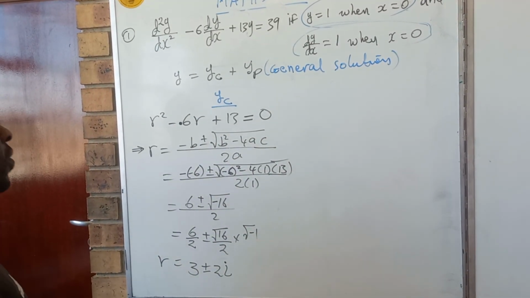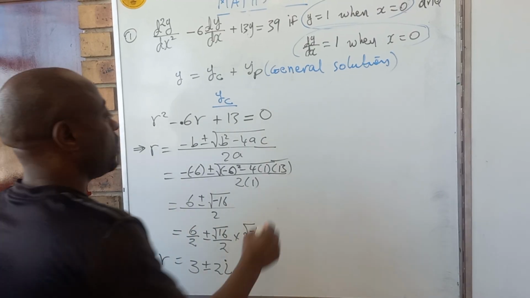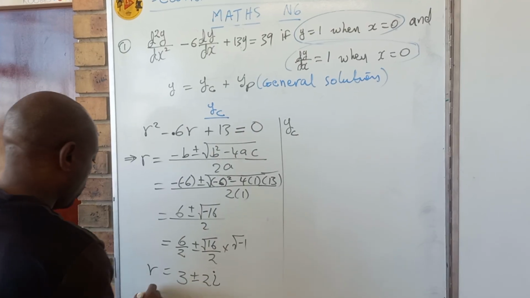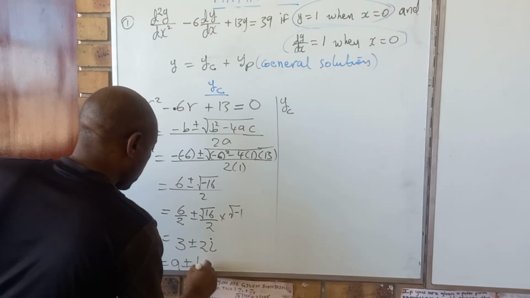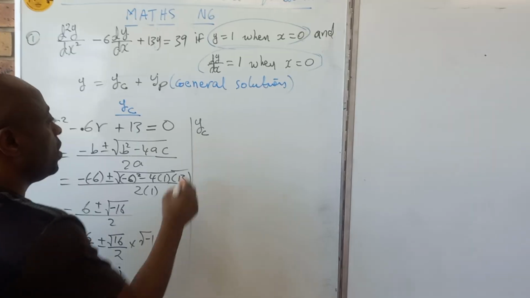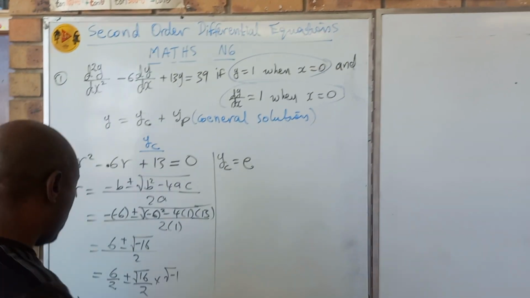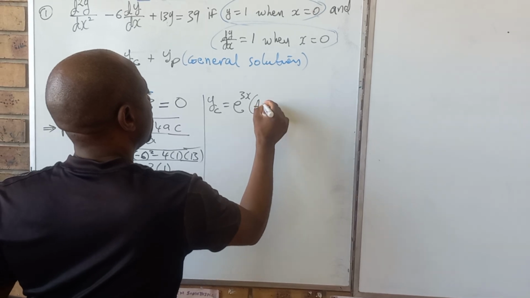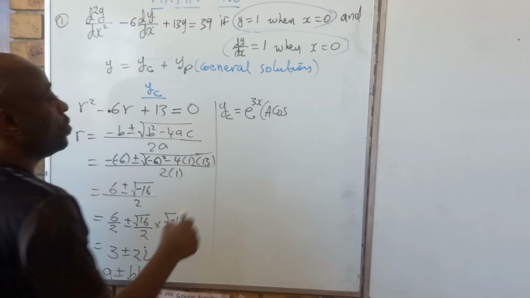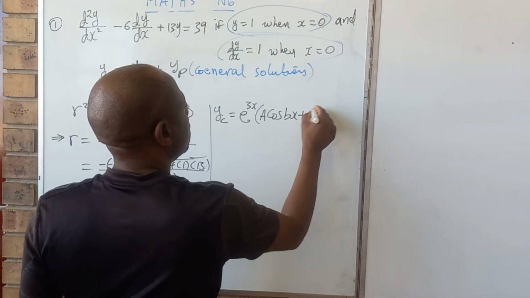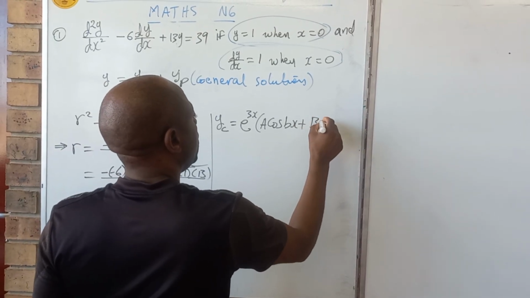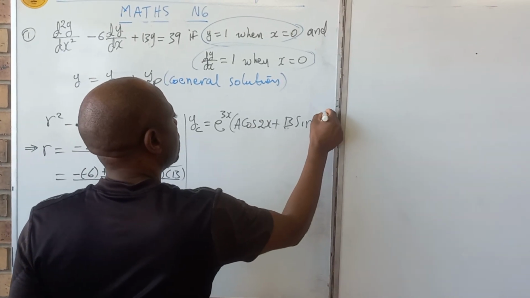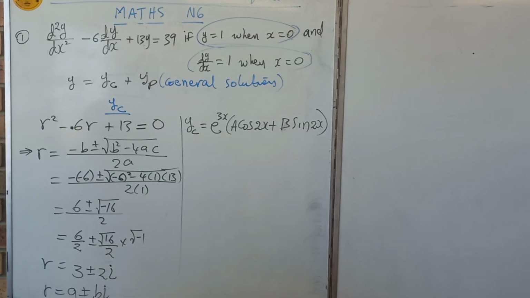a j. So from there, if you go now to page 7, you will be able to write your yc. There is a formula for r equal to a plus or minus bi on page 7 of your formula sheet. So your yc will be e to the power ax, where a is 3, e to the power 3x, then bracket capital A cos bx, your b is 2, so you get cos 2x plus capital B sine 2x. So that's how you get your yc this time around.